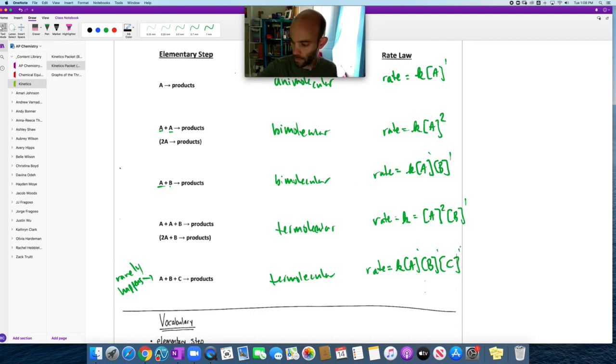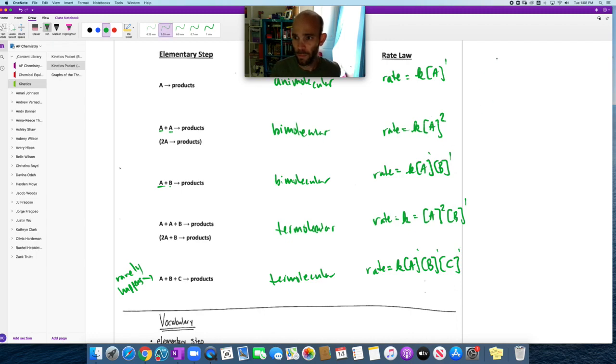Okay? Now you might remember before spring break we were talking about how rate laws have to be determined experimentally. You cannot simply look at a chemical reaction and try to determine what the rate law is going to be based off of the coefficients.